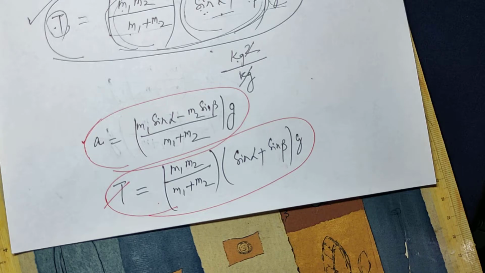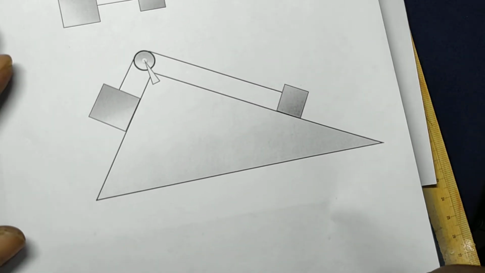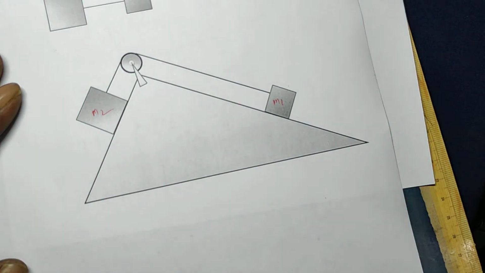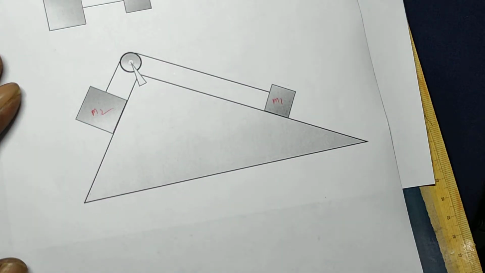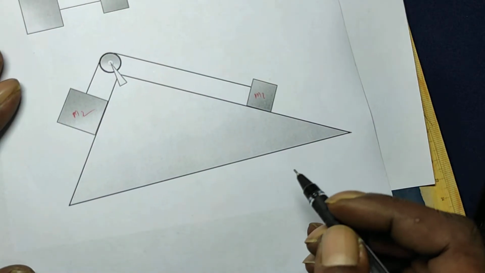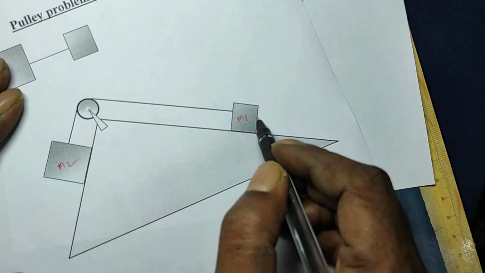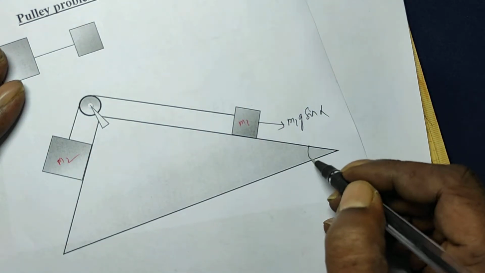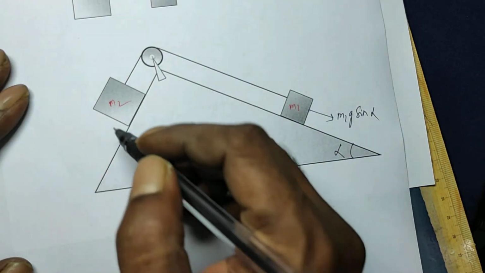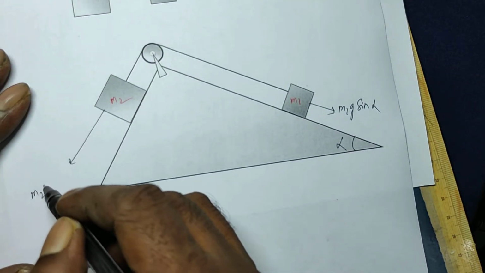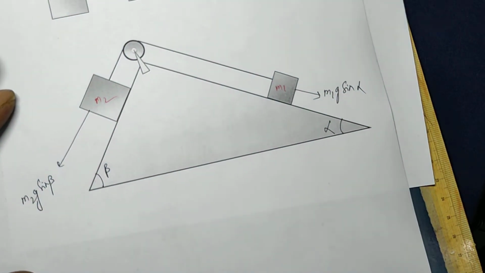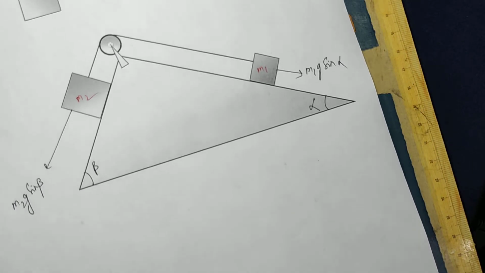Now to do so, I have drawn another diagram for you. So this was your original diagram, and this was your M1, and this was your M2. Let me take the black pen. This was your M2. M1 g sine alpha, because I had taken this angle as alpha, was acting to this side, and to this side was your M2 g sine beta acting, because this angle was taken as beta. Now, is that understood?